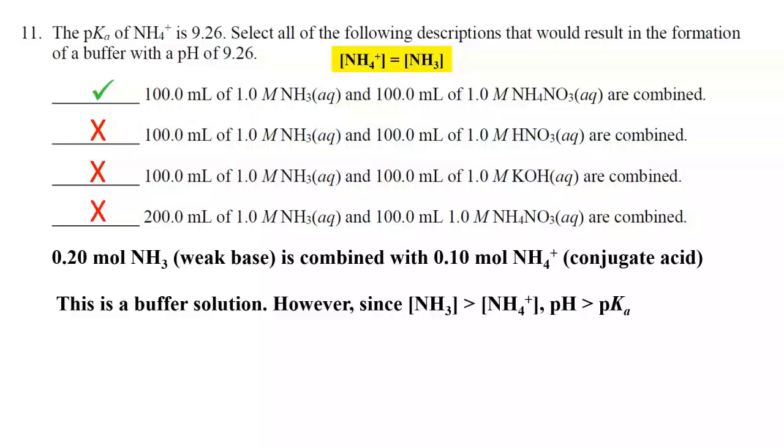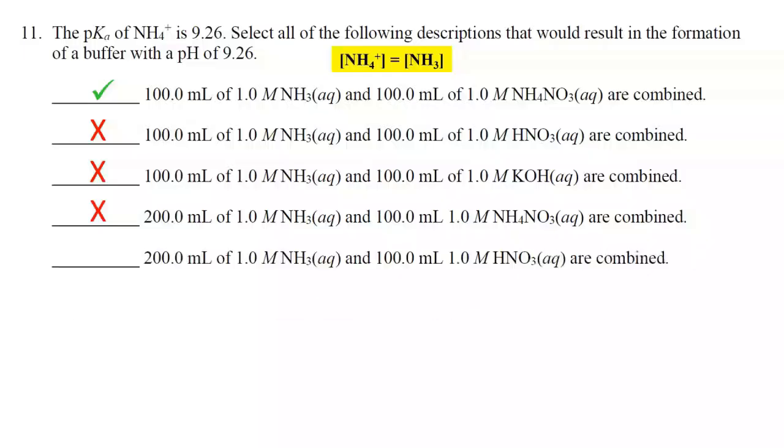In our next description, this looks similar to the second description that was listed, where we have the weak base ammonia combined with the strong acid, nitric acid. But this time the volumes, and therefore the number of moles, are different. So we have 200 milliliters, or 0.2 liters, of 1 molar ammonia, and we have 100 milliliters, or 0.1 liters, of 1 molar nitric acid, a strong acid.